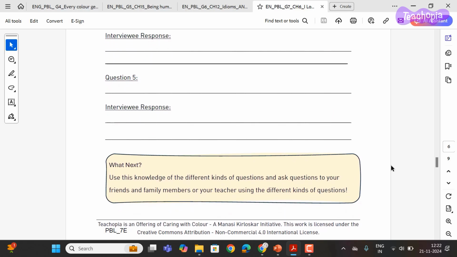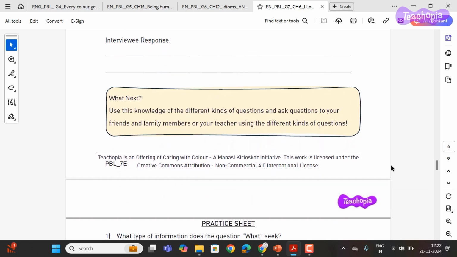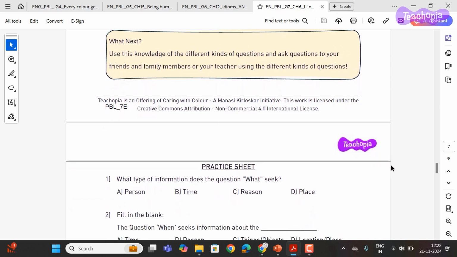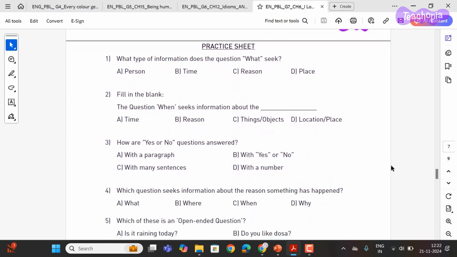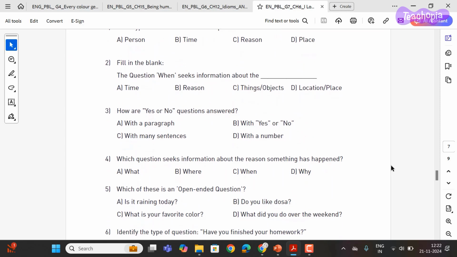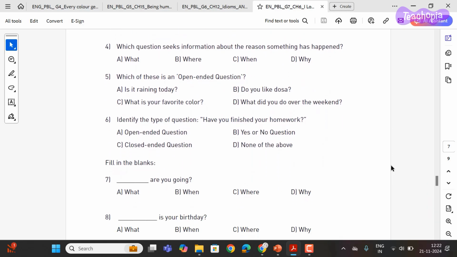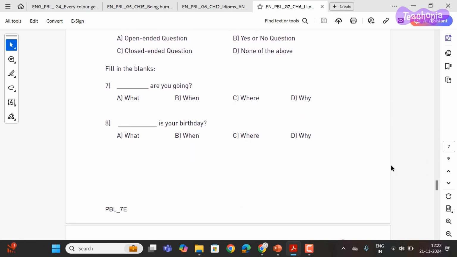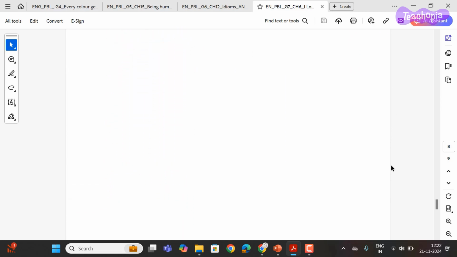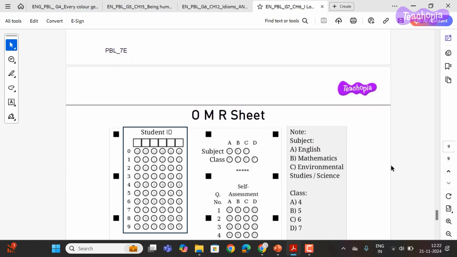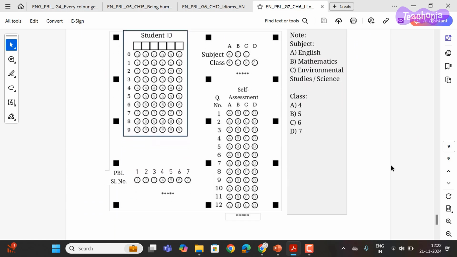Going forward, use this knowledge of the different kinds of questions and ask questions to your friends, family members, or your teachers using the different types of questions. Practice sheets follow the PBLs, which are 10 questions based on the same concept of questions and answers. The practice sheet can be marked on an OMR sheet, which helps the child practice for any competitive exams that he or she might come across.